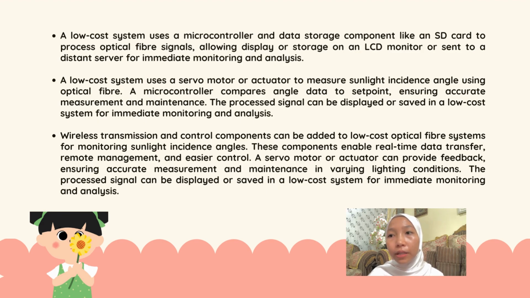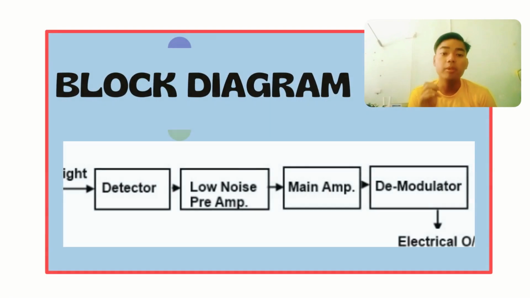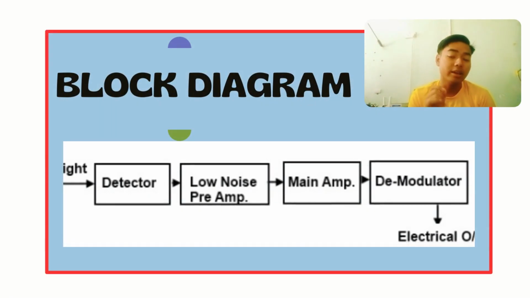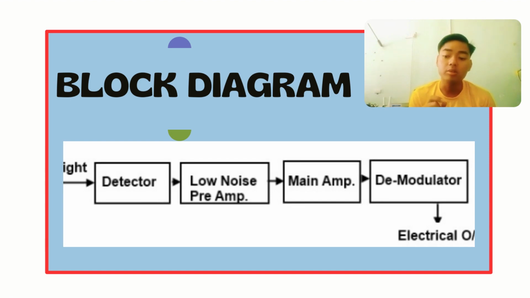Now, the block diagram. The input is light, forwarded to the detector, to the low noise preamplifier, to the main amplifier, and to the demodulator, and the output is electrical.